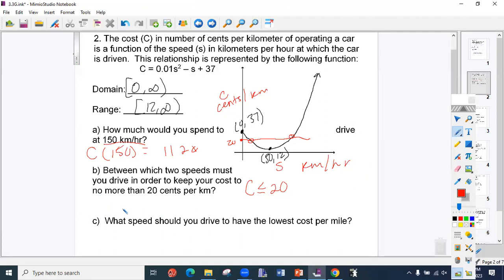Your answer choice may want you to write it as an inequality. So our speed has to be less than or equal to, and what was our lowest speed? 21.716. And then what's our fastest speed? 78.284. Okay? That's inequality notation. It can also be written in interval notation, just as 21.716, comma, 78.284.